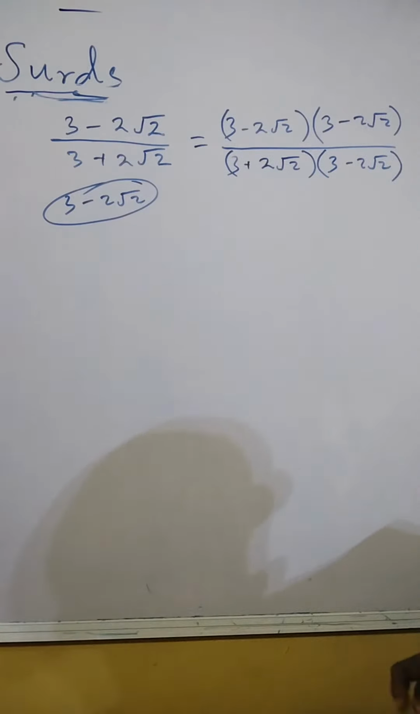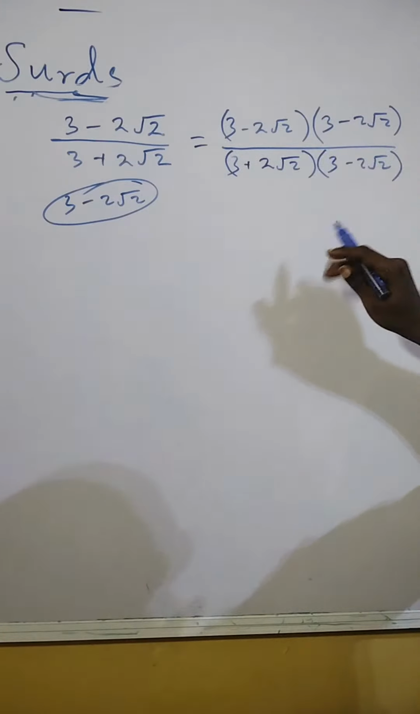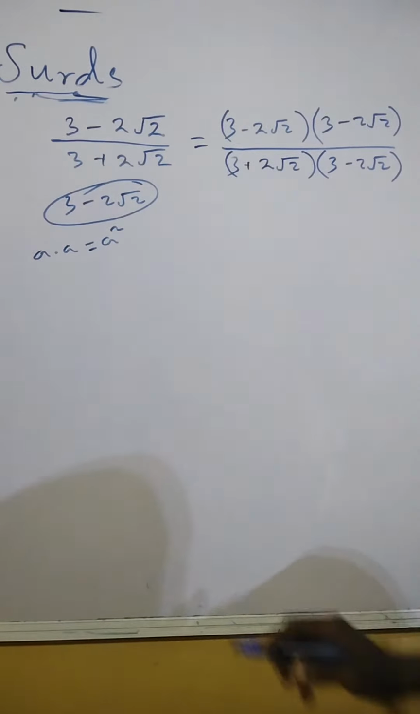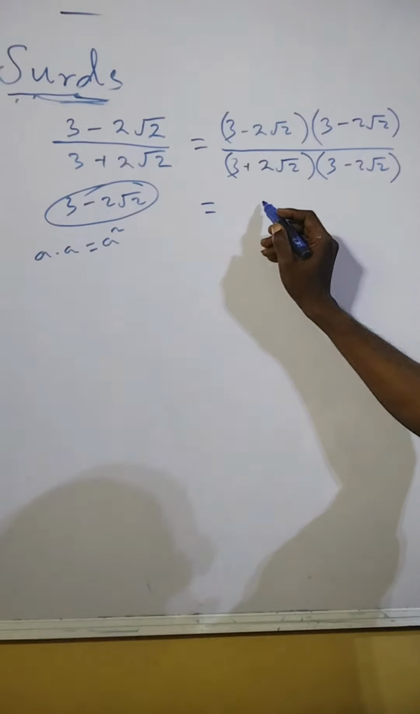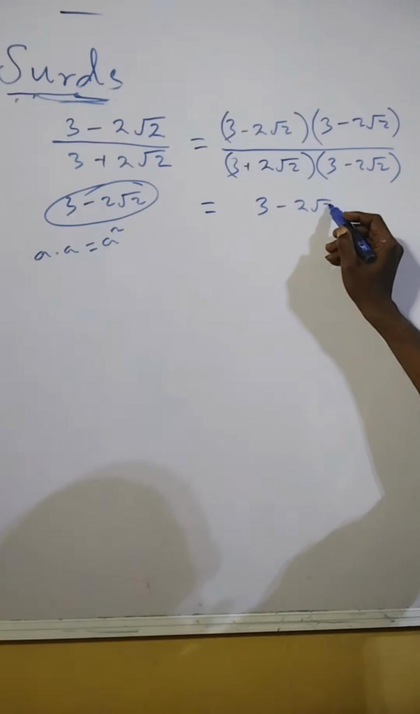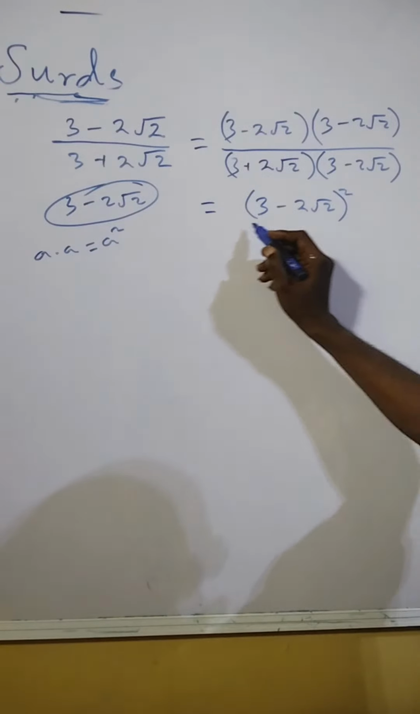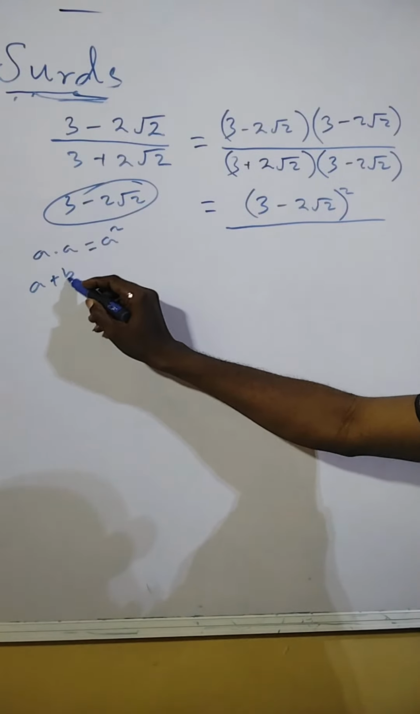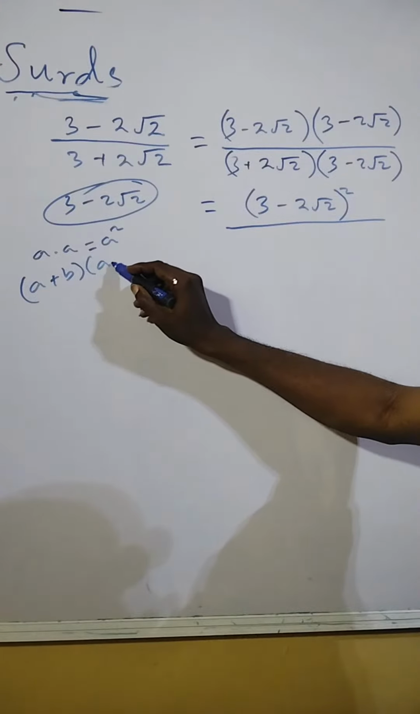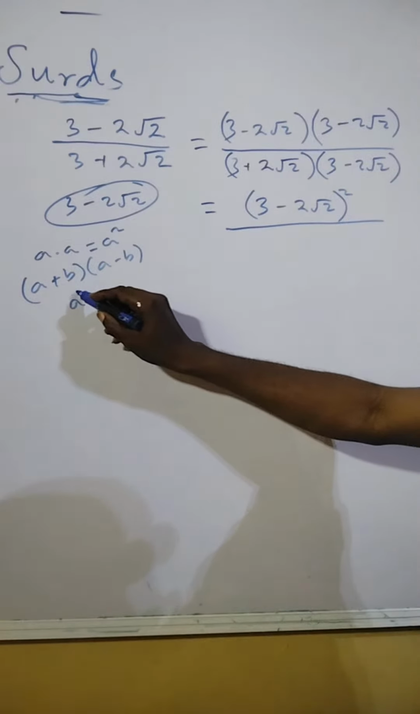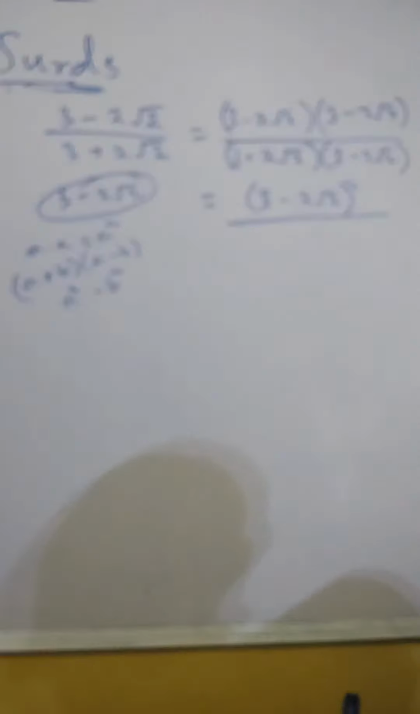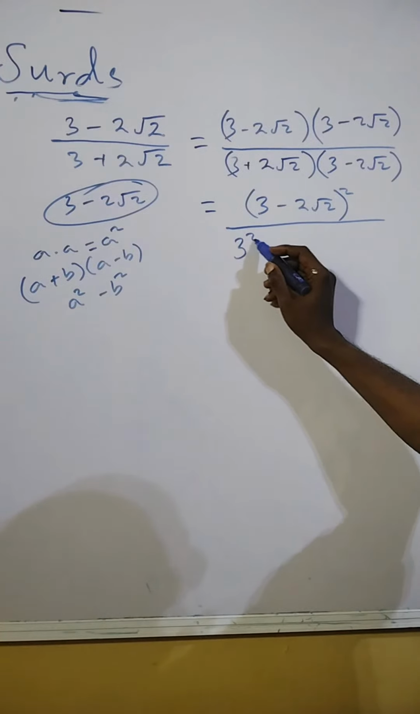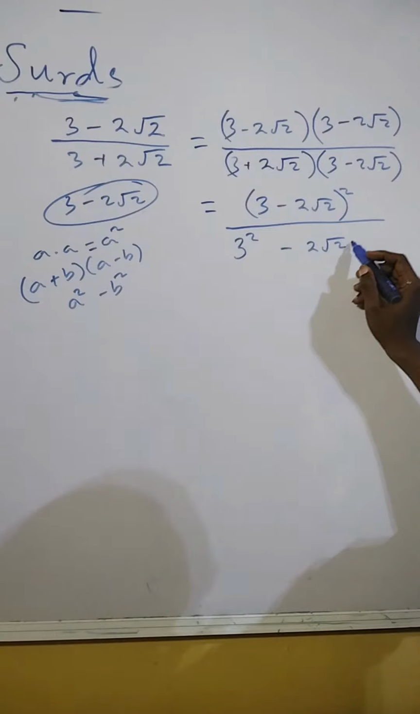Now, we can then expand. When we have same thing, just like when we have a times a, I can write that as a squared. So now what we have here, we can write as 3 minus 2 root 2 all squared. Then divided by, this also follows exactly when we have a plus b into brackets a minus b, the same thing as a squared minus b squared. Then we can express this: a is 3, that's 3 squared minus 2 root 2 all squared.